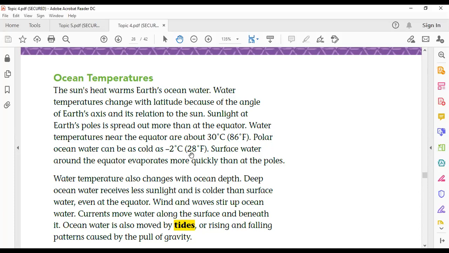So why is there a big difference? It is according to the amount of sunlight. At the equator, there is more sunlight, but at the North Pole and the South Pole, the polar ocean water receives little sunlight, so it is very cold. Okay, so surface water around the equator evaporates more quickly because of high temperatures. Sadine, do you have any question?